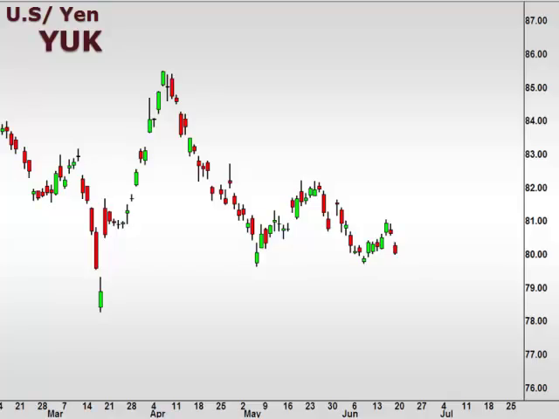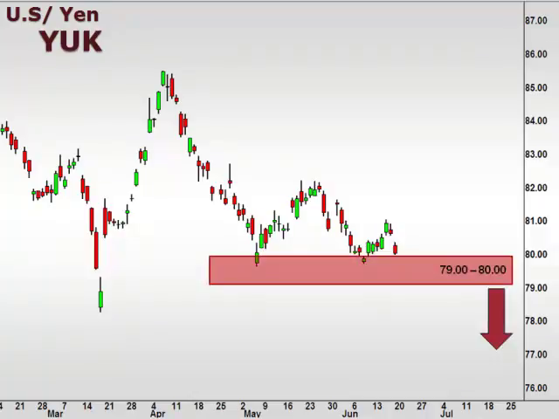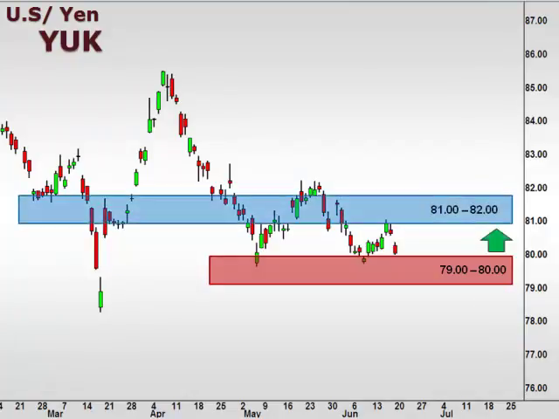Let's take a look at the YUK, the U.S. versus the Japanese yen. Well, the YUK is back testing that 79.80 support level. A break below 79.5 opens the window for continued weakness for the U.S. dollar against the yen. However, a bounce here is likely to meet with resistance once again at that 81.5, 82 focal zone.